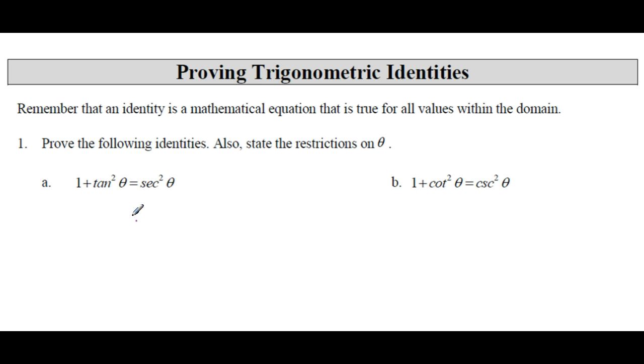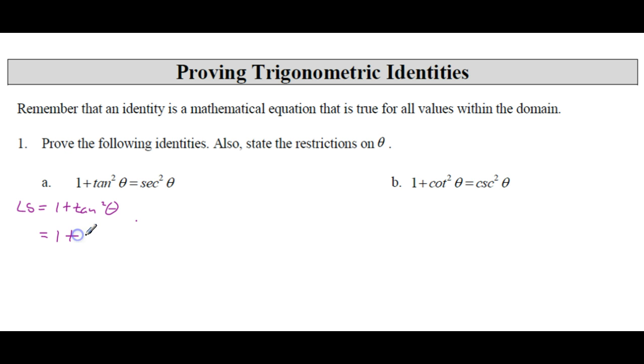Prove the following identities, also state the restrictions on theta. So pick a side, any side. We want to prove that 1 plus tan squared is secant squared. It's one of the Pythagorean identities. So the more complicated side in this case, I suppose, is 1 plus tan squared. So the left side is 1 plus tan squared theta.